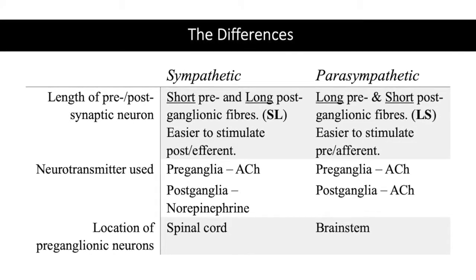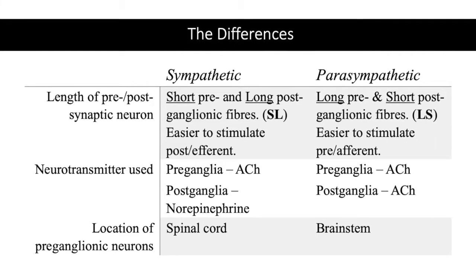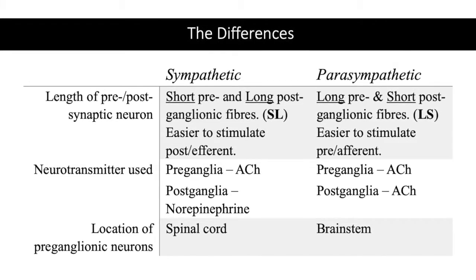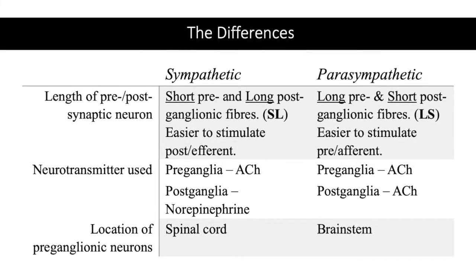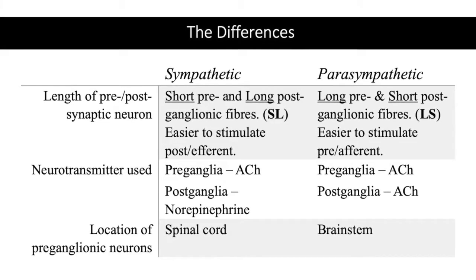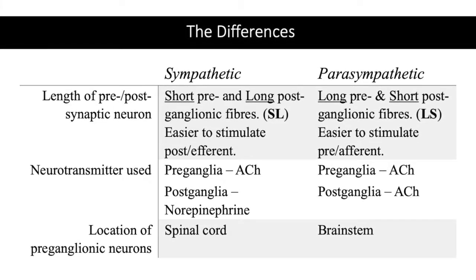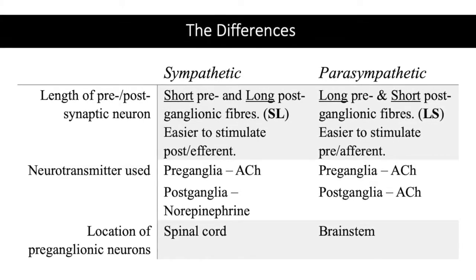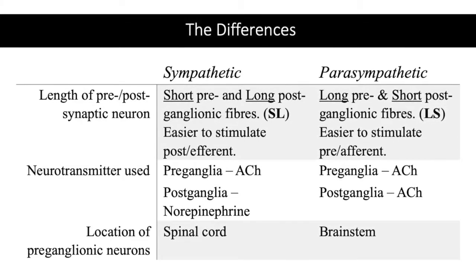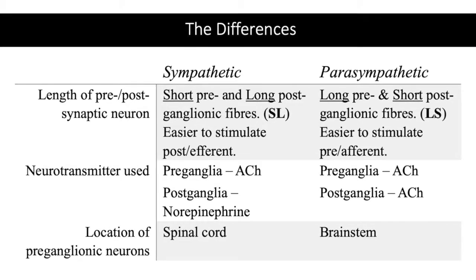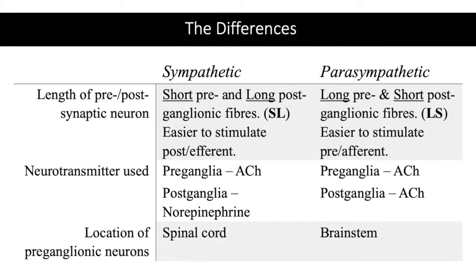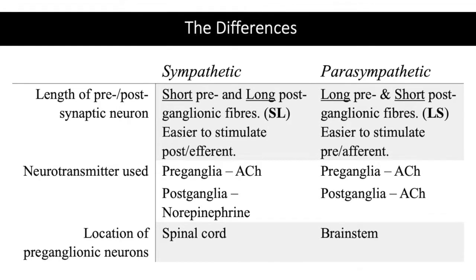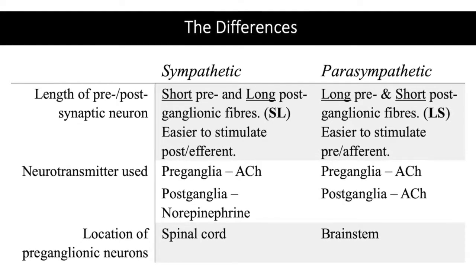The second way that the sympathetic and parasympathetic fibers differ includes the type of neurotransmitter that they use. For example, the pre-ganglia relies on acetylcholine for the sympathetic, and its post-ganglia relies on norepinephrine or noradrenaline. The parasympathetic, on the other hand, in both pre- and post-ganglia relies on the use of acetylcholine.